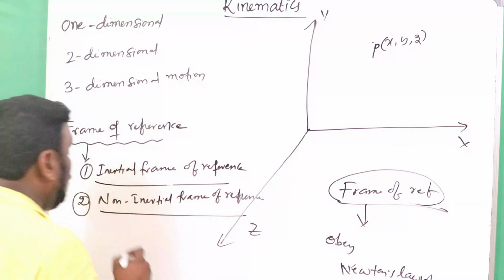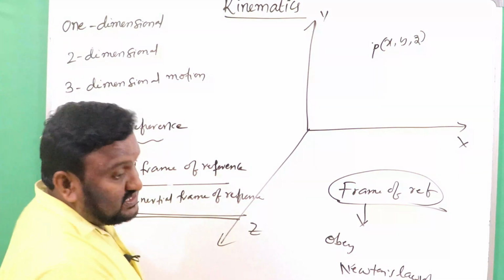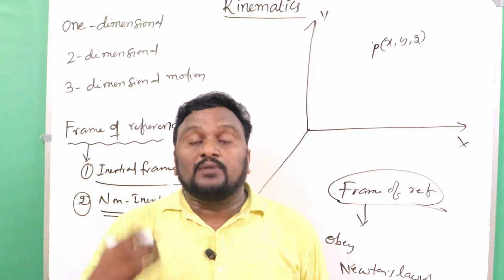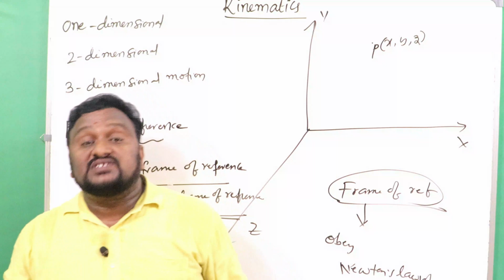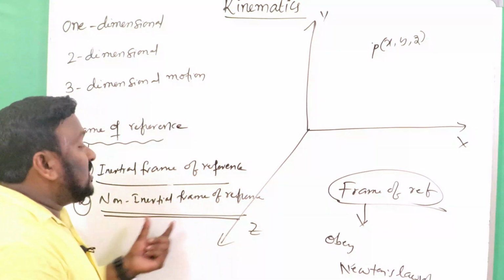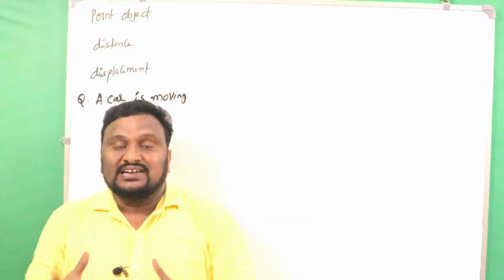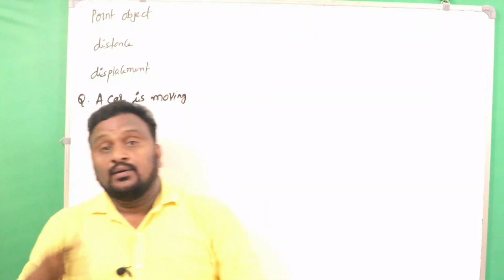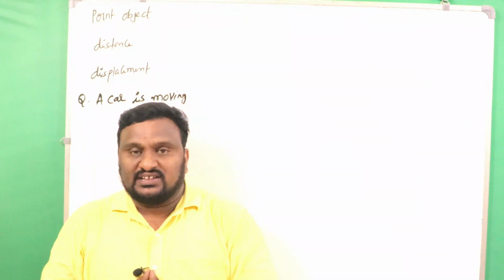Clear? And now the non-inertial frame of reference. A frame of reference in which Newton's laws are not valid is called a non-inertial frame of reference. Clear, children? Let's see what is meant by a point object, and why we can use the point object in kinematics.